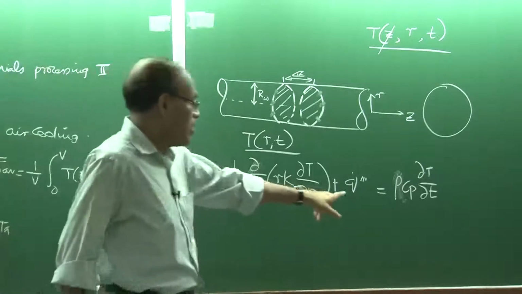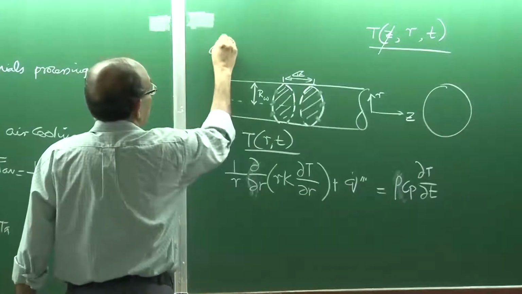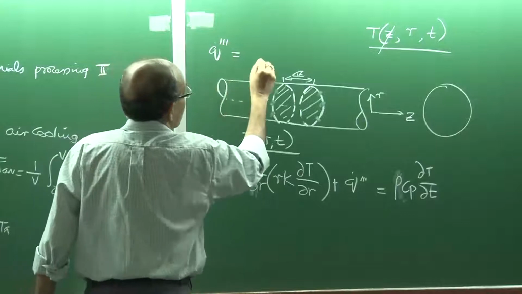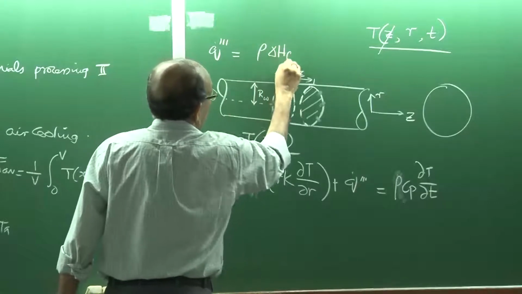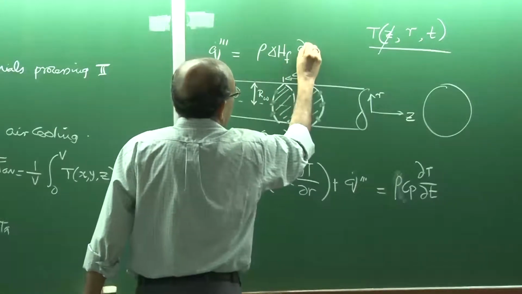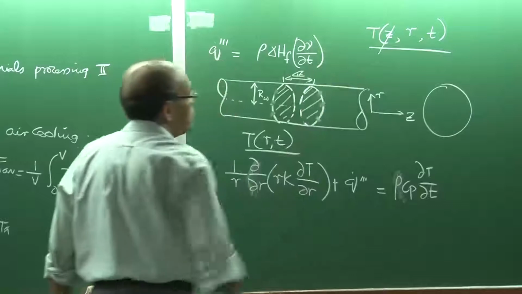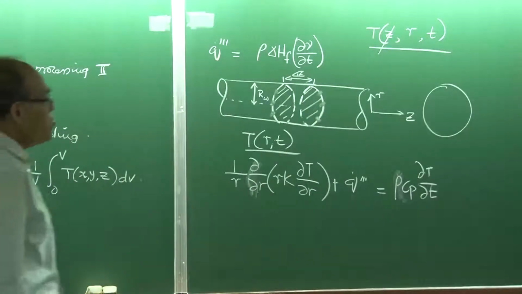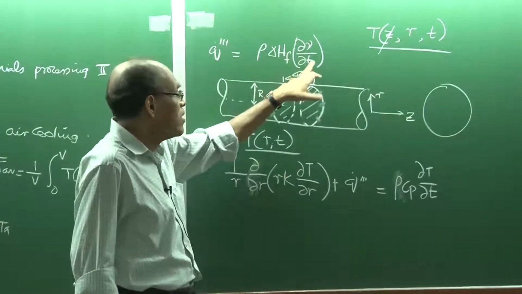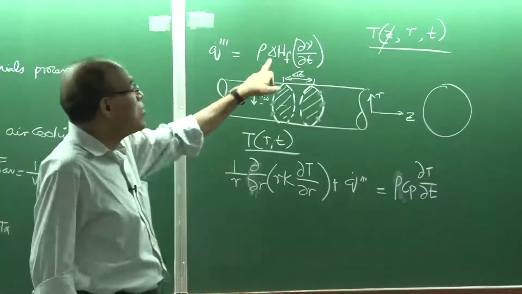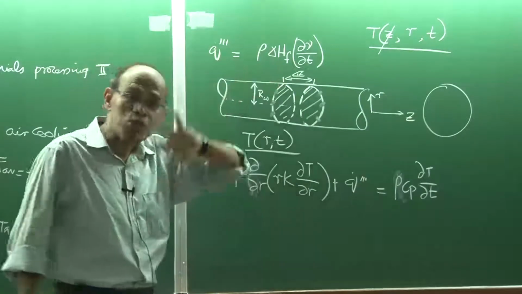And what does this q triple prime indicate? It indicates a volumetric heat source term, and that volumetric heat source term in this particular case could be something like rho, the density of steel, multiplied by the heat of formation, and the rate of phase change. So this is the rate of change of volume fraction transformed, of the new phases that are being generated. This is the heat of transformation for the solid state reaction which is taking place, maybe from austenite to pearlite.